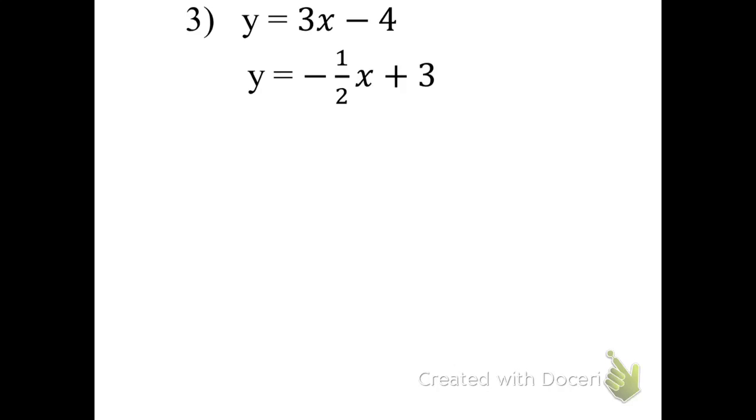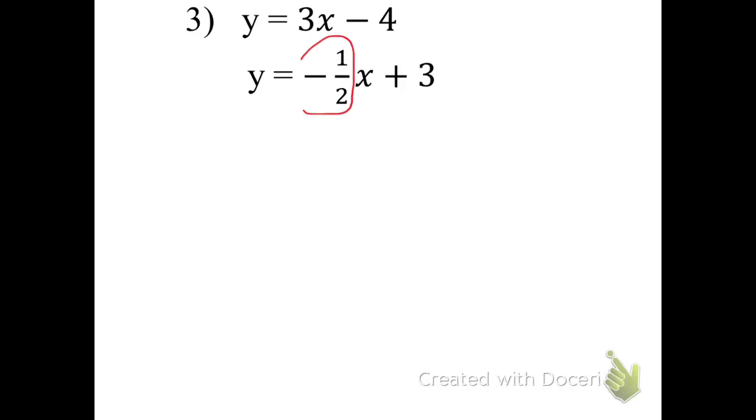Alright, we're moving on to our last two here. This one, when I see y equals and y equals, you have a couple options. One option is to substitute one of the y stuff into the other one, and then solve for x from there. Another option is to graph it.